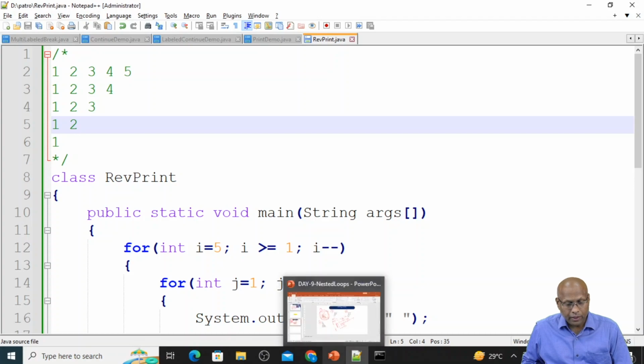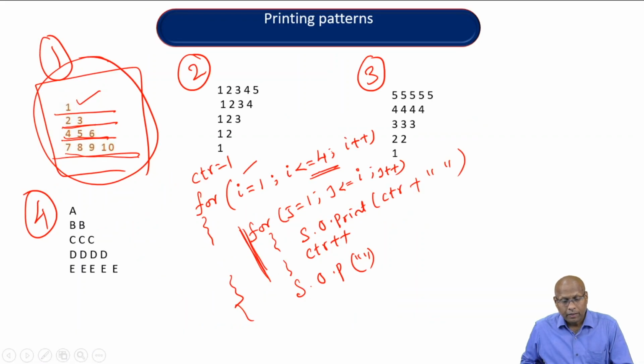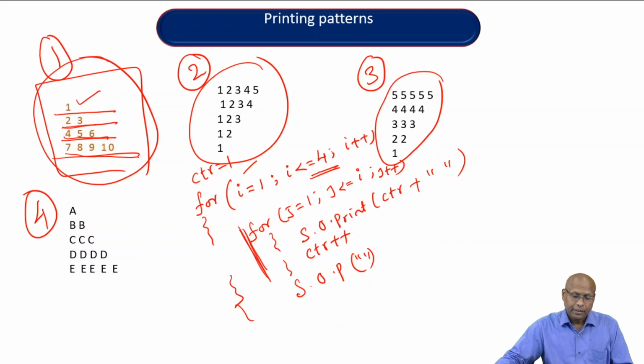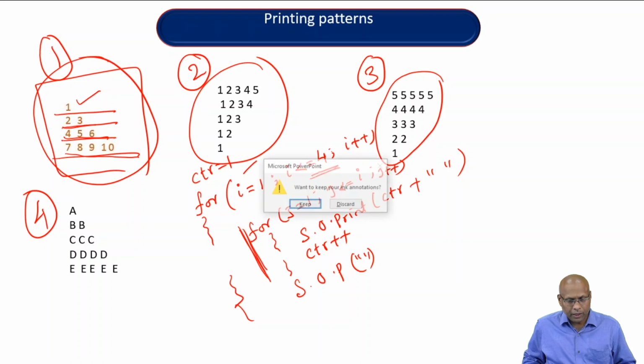Now I'll go to another requirement. This is my requirement. First is over, second is also over. Now the third one. If you observe here, 5 five times, 4 four times, 3 three times, 2 two times, 1 one time. That means in every iteration the same number is printing. If the outer value is 5, the inner loop has to print 5 only. If the outer value is 4, the inner loop has to print only 4. So based upon the outer loop value, the inner loop has to print the same thing. This is the requirement. So let us go to the program.